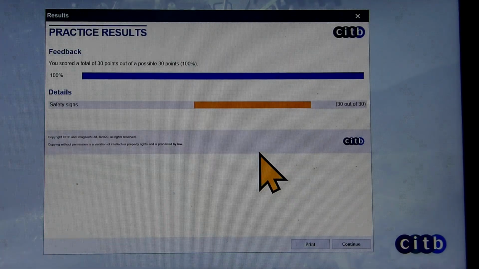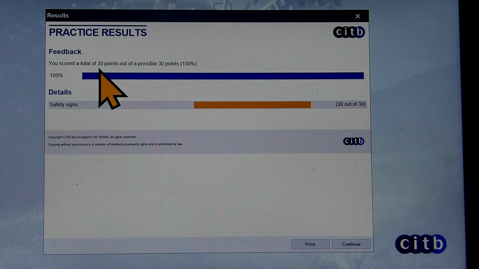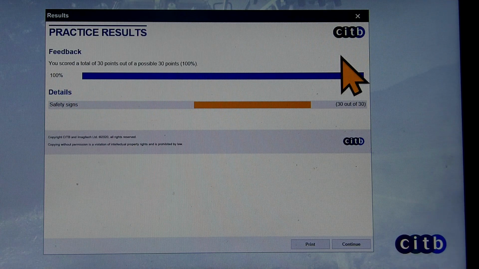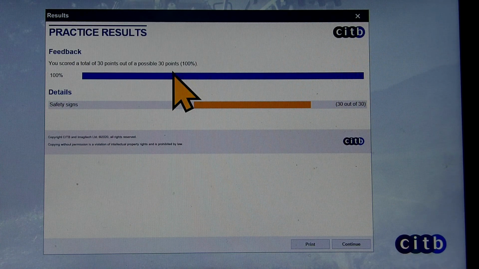Thank you so much, guys. Look, you scored a total of 30 points out of a possible 30 points. We got 100%. This is the original CITB test, by the way, guys.